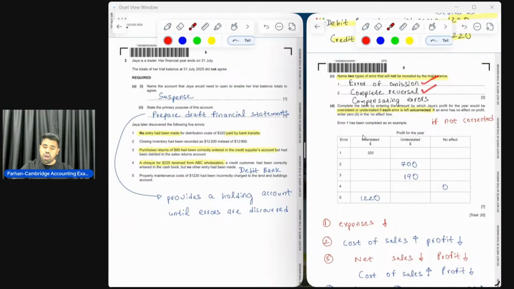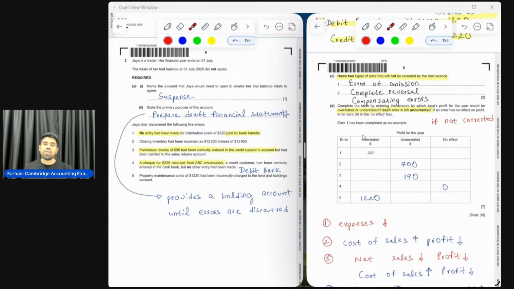Second, we've got an error of complete reversal, where you have recorded the debits and credits by the correct amounts, but in the wrong account, all right? So your debits and credits would not really be affected. In terms of the final totals, the trial balance would be reflected. Therefore, this is an error that the trial balance can't really pick. Lastly, you have got compensating errors, which is when errors cancel out each other.